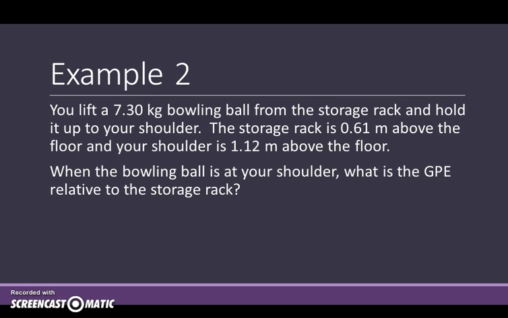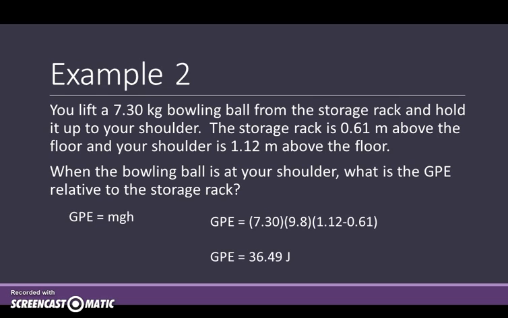I don't want to know from 1.12 meters to the floor. I want to know from 1.12 meters to the storage rack, which is 0.61 meters. Okay, so same formula, but this time you need to find the height. What is the height difference between 1.12 and 0.61? So when you plug that in, and I've just plugged it in its own set of parentheses as 1.12 minus 0.61, and when you do that, you should roughly get about 36.49 joules.